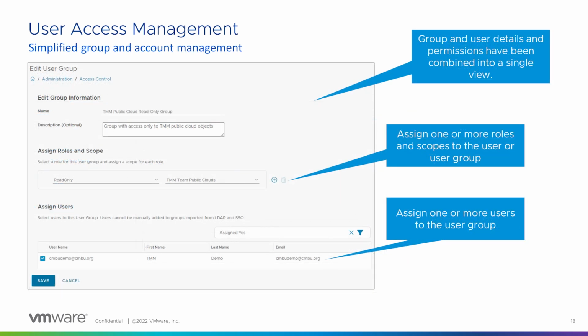We've also streamlined the process for editing a user group or a user account. So I can actually go in and select the roles and the scope, and I can add multiple roles and scopes to the account or to the group. And one important thing worth mentioning for customers that leverage APIs: you can create scopes and assign these to users via the APIs.